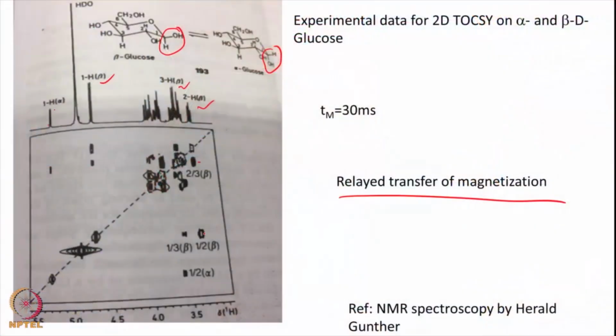You can see it here, between 2, 3, 1, 2. If you go along this line, there are transfers happening, 1 to 2, 1 to 3. So that means relay transfer happens. We can transfer magnetization from here to here to here, and so on and so forth, and that helps in getting the structural information for such molecules.